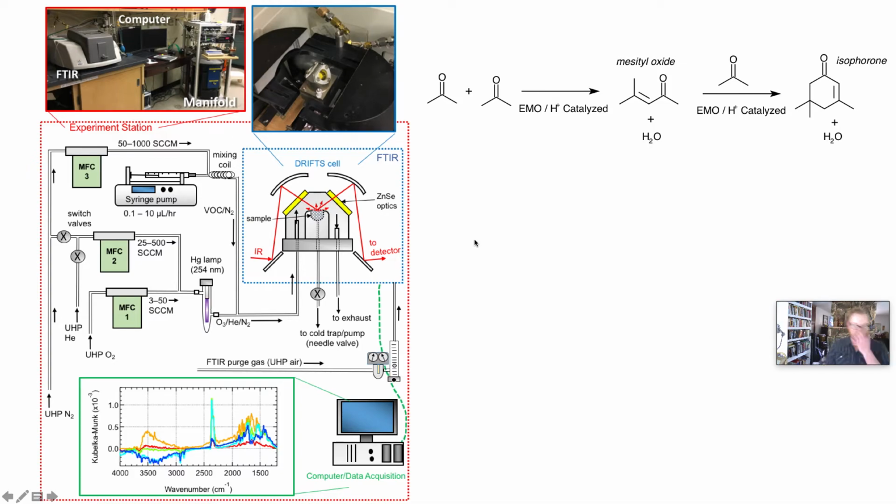The way that I'm using the DRIFT cell in this research is I've got this complicated manifold that creates a synthetic mixture of gases. So I basically make my own atmosphere. And those gases come through this tube and they flow over the surface of the sample and then get pumped out. And here's my beautiful yellow zinc selenide optics. The idea here is we're recording spectra in time as those gases are being passed over a surface.